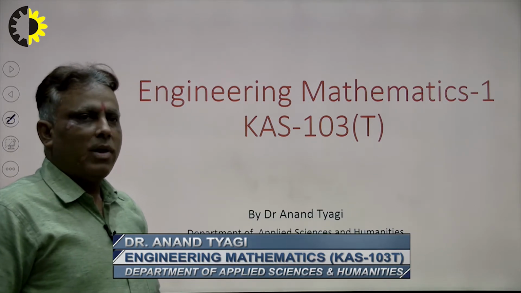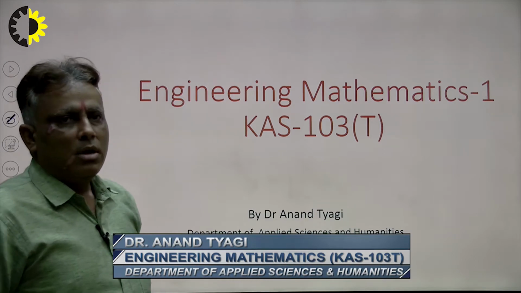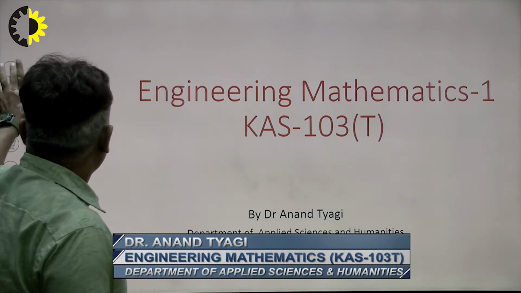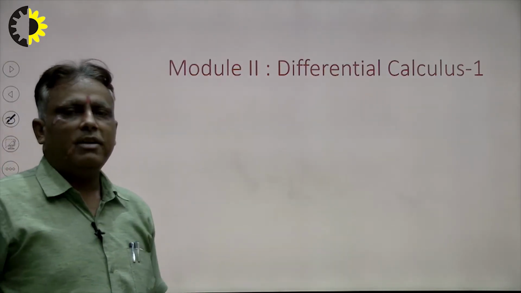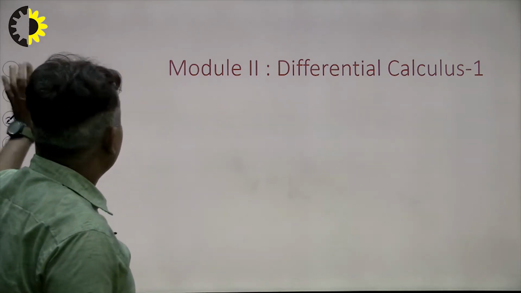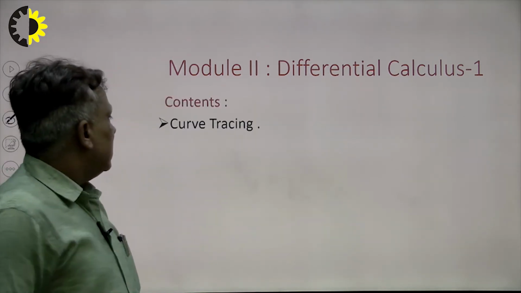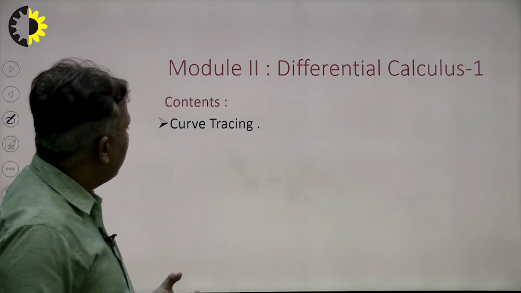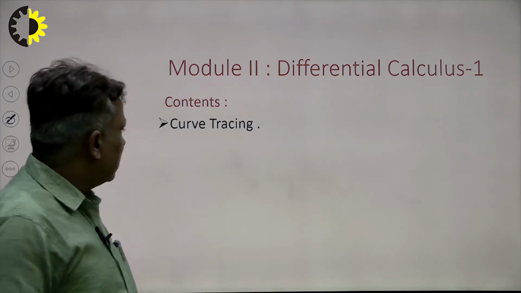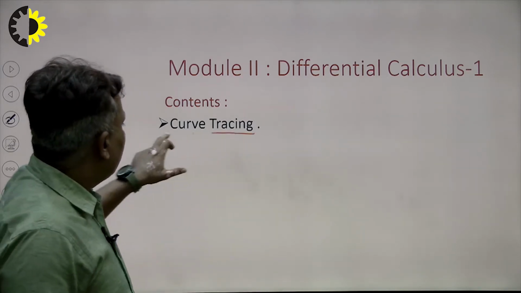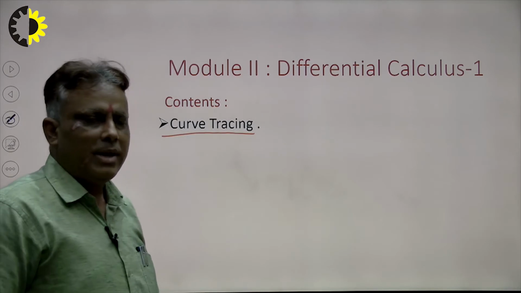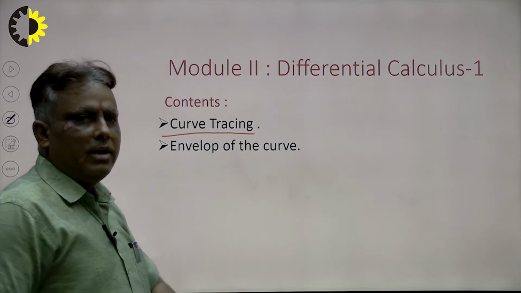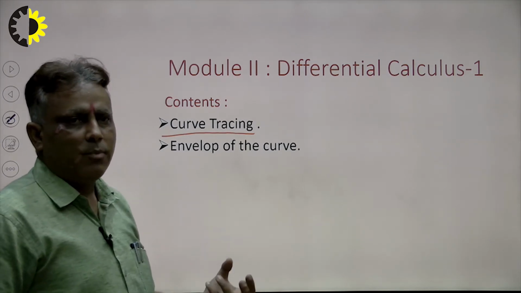But students have a query: sir, please explain one more problem in today's lecture. So first of all I explain the contents of today's lecture of the second module, Differential Calculus 1. The first content is curve tracing, which depends on polar form as well as Cartesian form. In the previous lecture I explained curve tracing of Cartesian form, and how to trace the curve with the help of given points. Now in this lecture I explain curve tracing of the polar form also.